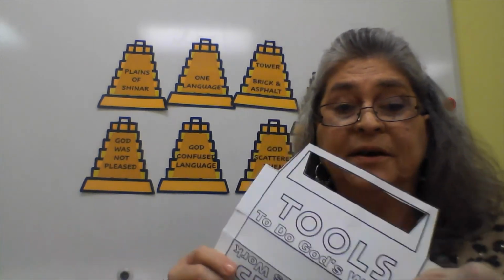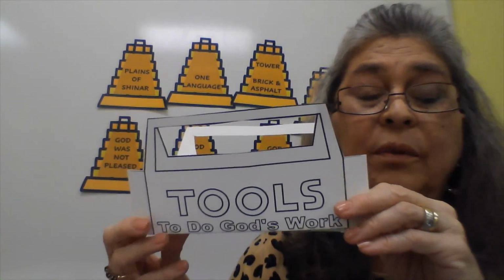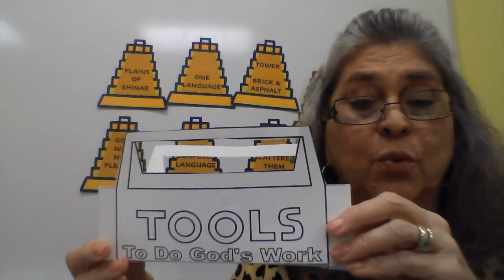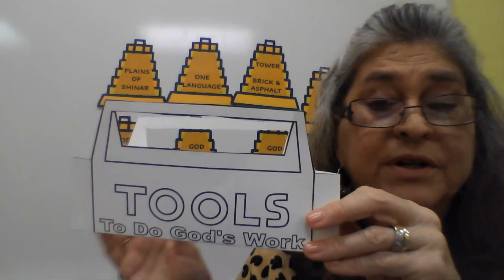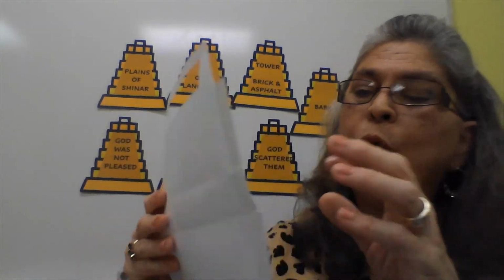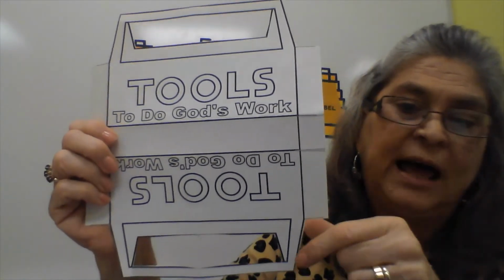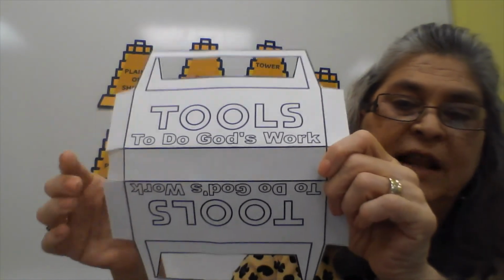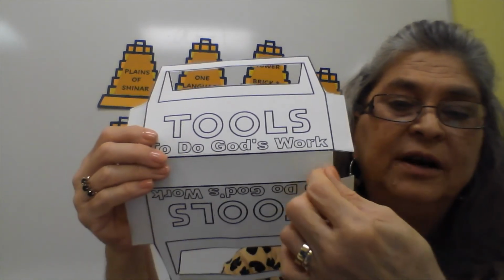We also have, if you've printed it out, a toolkit. And this is God's tools for us to do God's work, because they used tools to build the tower, didn't they? So what kind of tools do we need? Well, take your worksheet, and you're going to cut it out, but you're going to leave these flaps right here, and then you're going to take your scissors and cut each of these flaps.